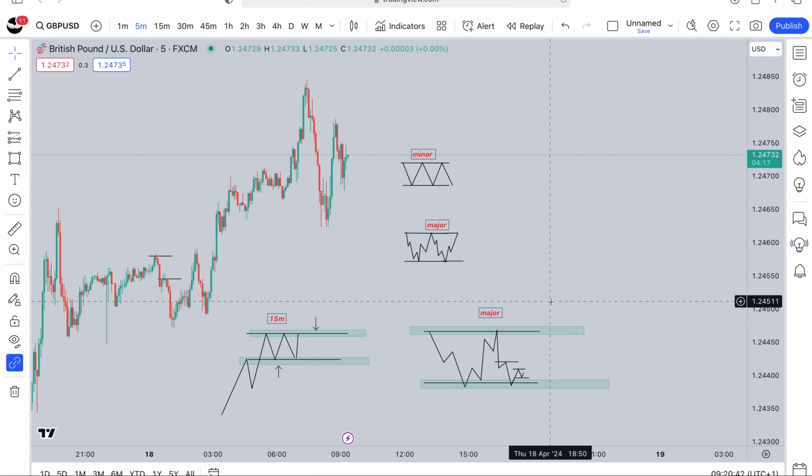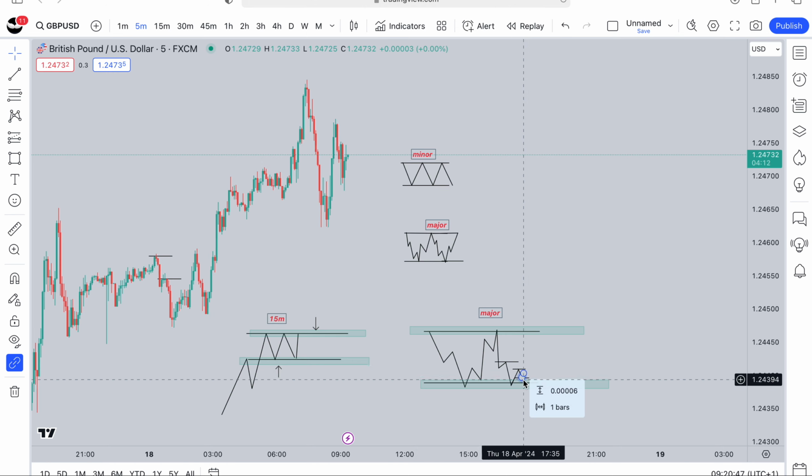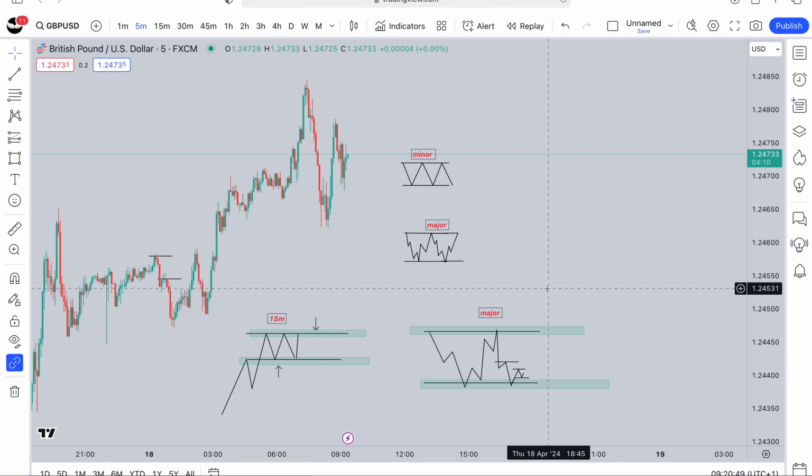Maybe it gives you a candle that you're looking for. For example, if you're buying, you may want to see a bullish candle by here, or you may simply want to see some kind of rejection. Once you do that, then you can scale to the lower time frames and you can take your trades.